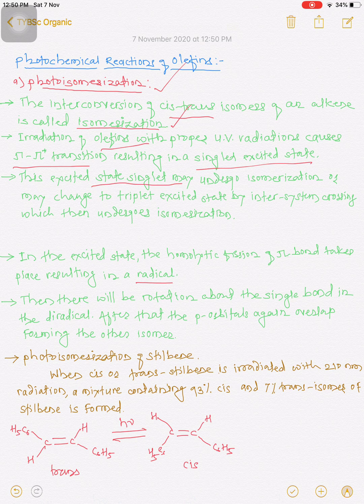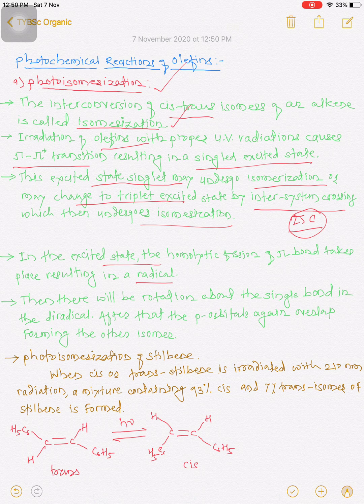This excited singlet state may undergo isomerization or may change to the triplet state by intersystem crossing, that is ISC, which then undergoes isomerization. So in the first case, the molecule absorbs energy, pi to pi star, that is the molecule undergoes excitation from lower energy to the higher singlet energy state, and it comes to the triplet state through intersystem crossing and then undergoes isomerization.